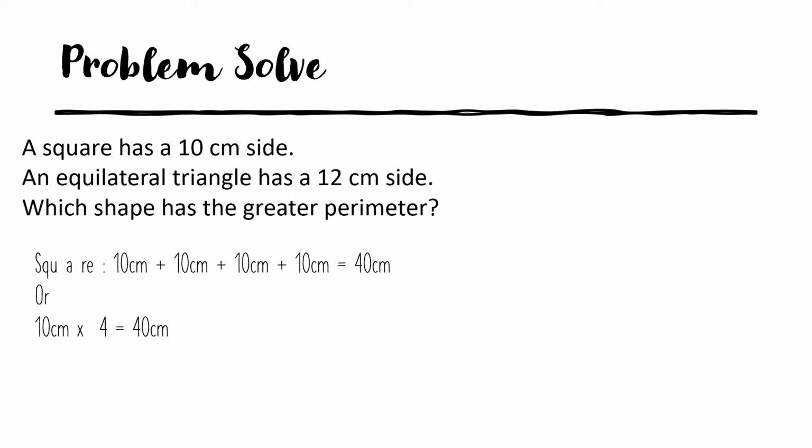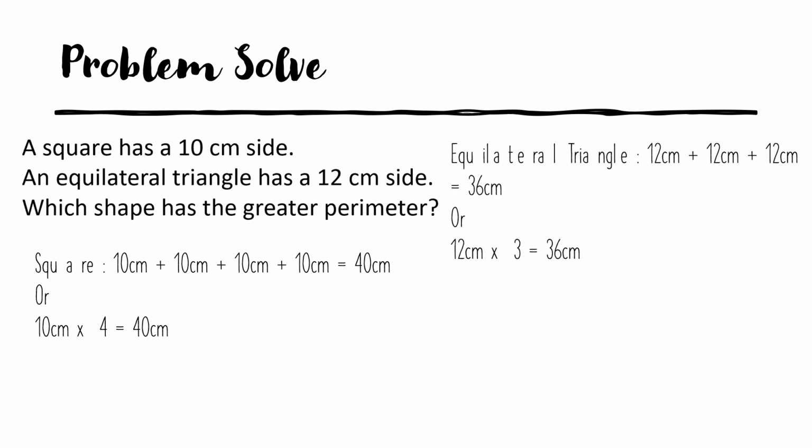So how many sides does an equilateral triangle have? Are all the sides the same length on an equilateral triangle? Use these questions to help you with your working. Well done. An equilateral does have 3 sides which are all the same length. So here I have done 12 centimetres, add 12 centimetres, add 12 centimetres, which equals 36 centimetres.